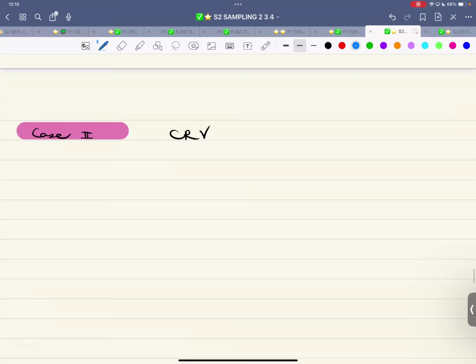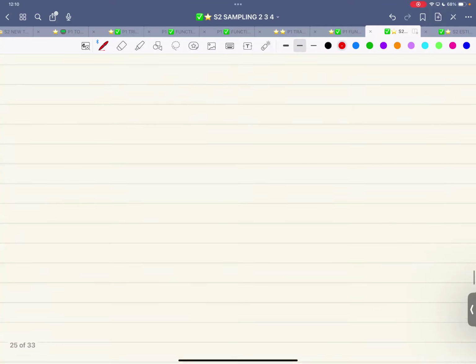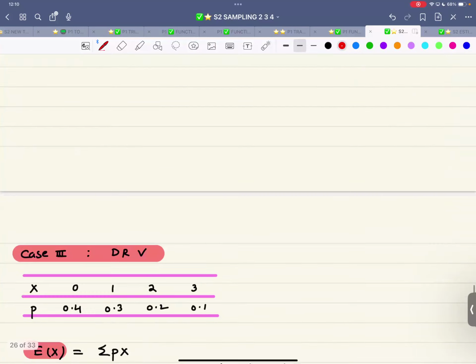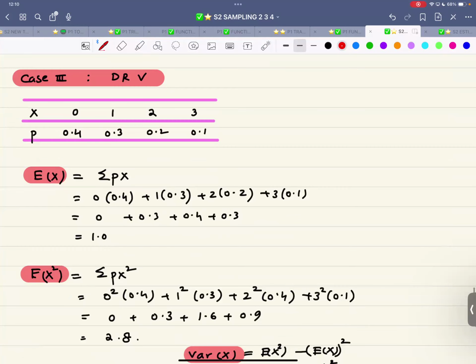Now, another thing, this we have not yet studied. This would be the last topic after mocks that we will study. So a question of CRV, a question like this, can also be related to sampling, but we cannot do it right now because we have not studied it. Case number 3, DRV from S1.